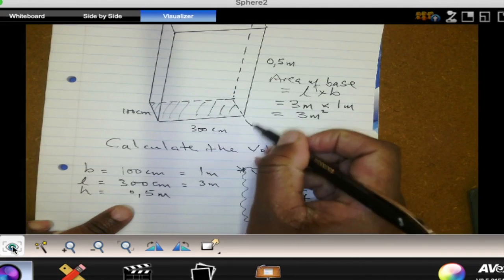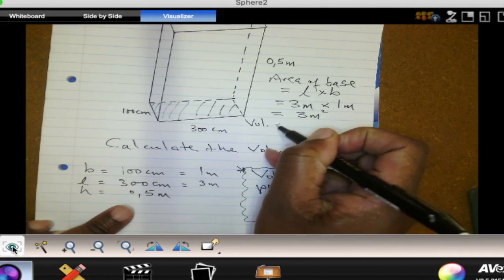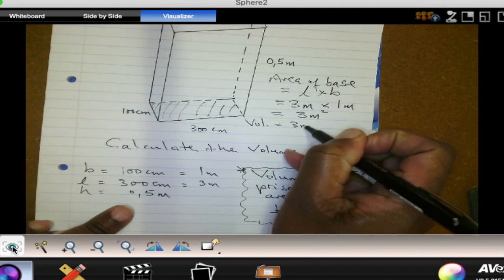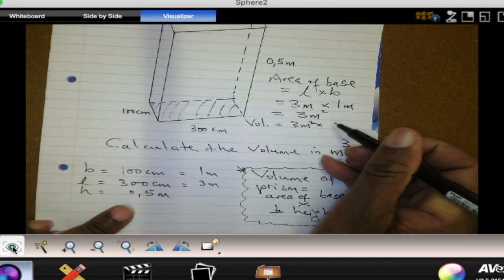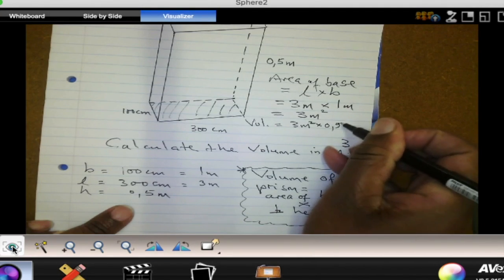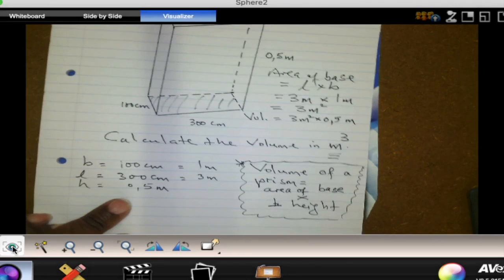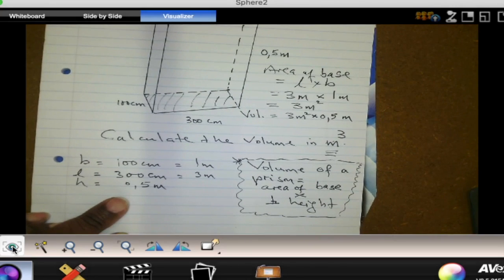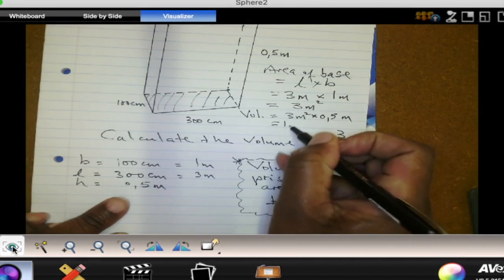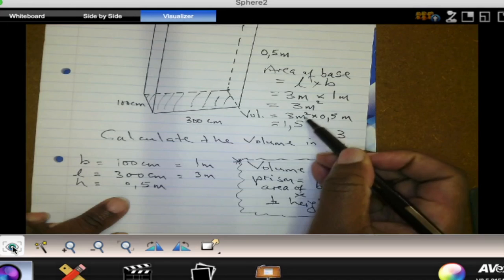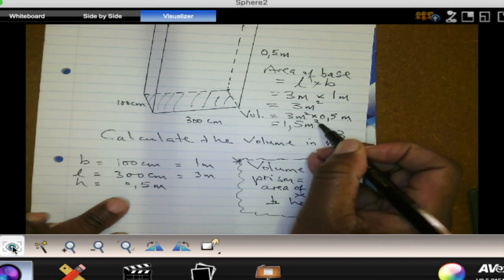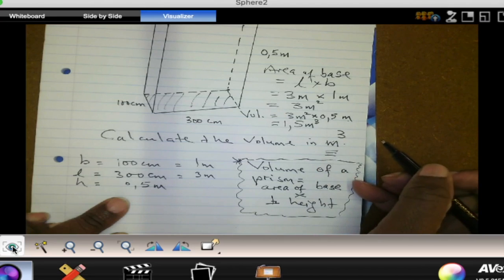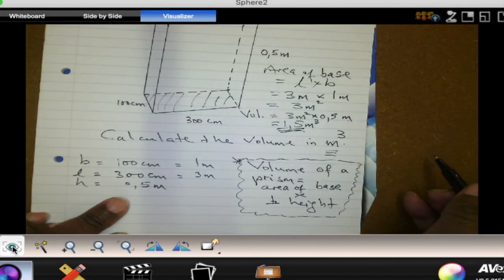Then to get the volume, you need to take that area, 3 square meters, and multiply it by the perpendicular height, which in this case is 0.5 meters. What is 3 multiplied by 0.5? 1.5. So this is 1.5. Then what is square meters, or m squared, times m? So do you understand why your units will be cubic meters now? And so that will be the answer there.